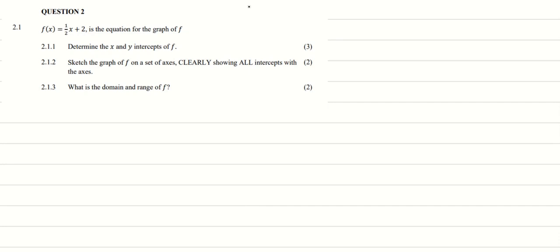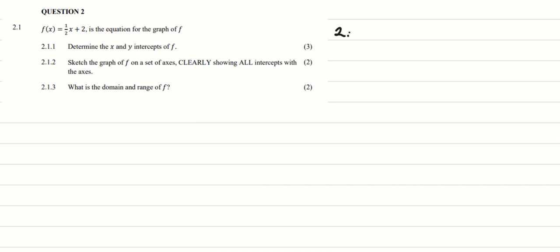Okay, so now this is question 2 of the control test, and this is the functions question. So f of x is a half x plus 2. Now first of all, this is a linear expression. Okay, so this is going to form a linear function, not a parabola, not a hyperbola, not an exponential, right? So they give us the equation of a straight line. Determine the x and y intercepts of f.